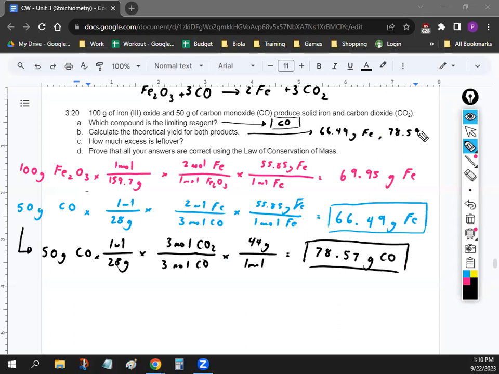So the point of that part of the problem was just to show you guys, once you find the limiting reagent, you already know which one's going to run out first. So you can just do stoichiometry with that one. You don't need to use the excess anymore. Any questions on that one? Again, we're just doing regular stoich right now.